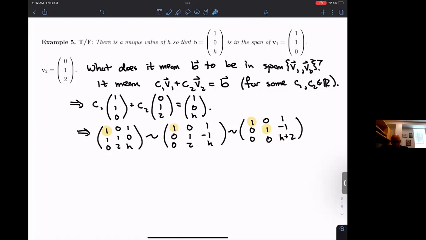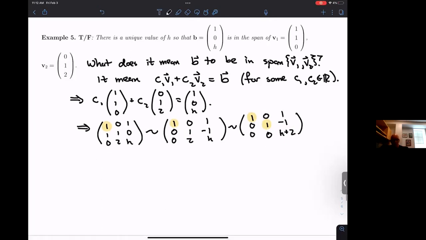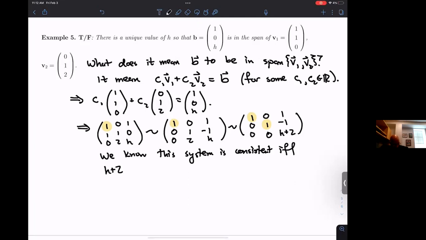And at this point, I am in echelon form, right? Not necessarily row reduced echelon form, but I'm in echelon form. And I can see from this point, I'm actually able to stop. I don't need to continue row reducing. Why not? Well, at this point, I can start thinking through the logic. So at this point, we know that this system is consistent if and only if h plus 2 is not a pivot position.